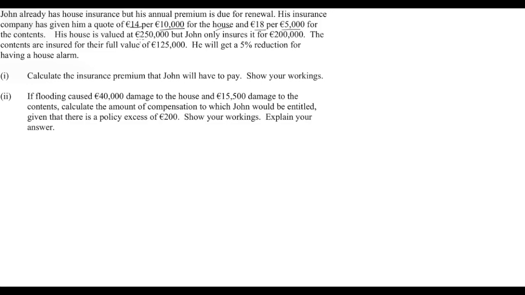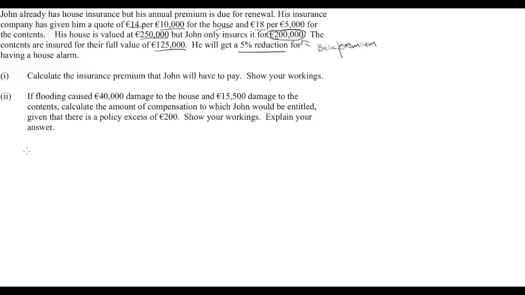So his house is valued at 250,000, but John underinsures it. He only insures it for 200,000. So make sure we use that figure. So 200,000 is the figure we're going to use to calculate the basic premium, okay? The contents are insured for their full value of 125,000. And he will get a 5% reduction for having a house alarm. So we won't have any loadings.